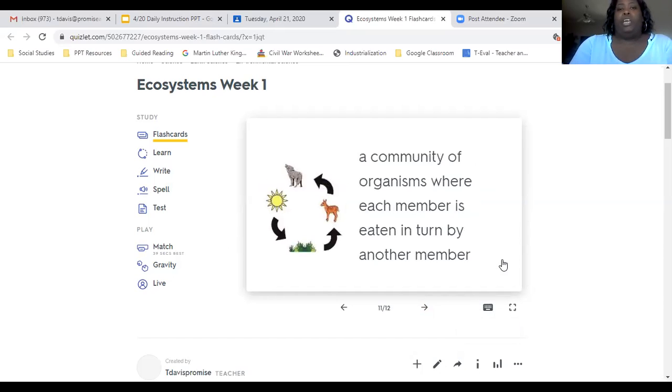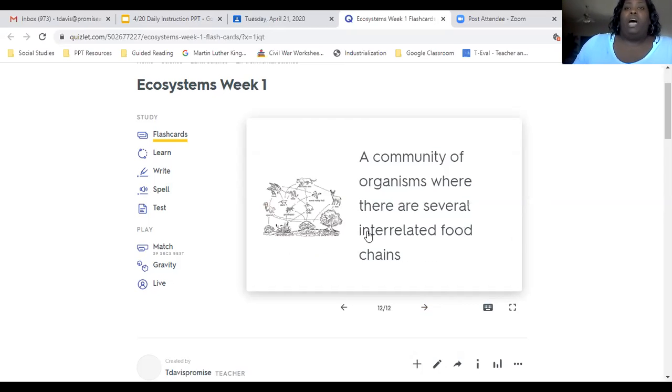And then a food chain. A food chain is a community of organisms where each member is eaten in turn by another member. That goes back to that energy pyramid that we just created. In the energy pyramid, all of the animals would be put in a circle with a food chain or linked with the food chain. And it just shows how energy flows through this link.